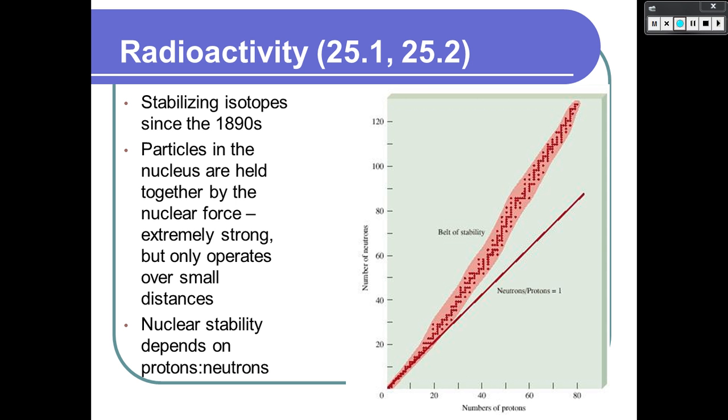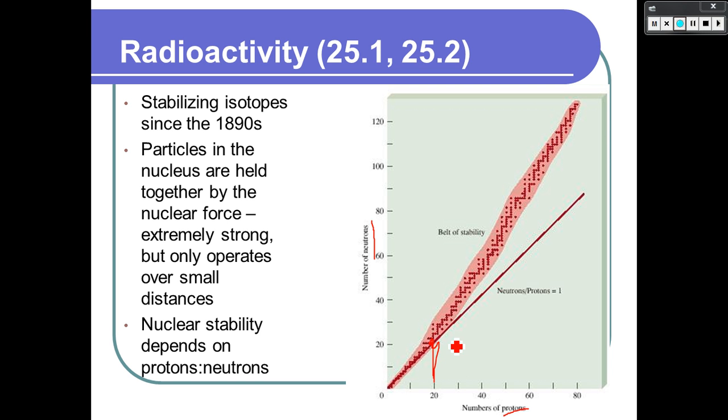Here's a graph, which I think is also in your book. I got this one offline, and it's a graph of nuclear stability. The number of protons is on the bottom, and the number of neutrons is on the y-axis. This red line here is where neutrons and protons equal 1. So you can see down here in the smaller elements, up to about element 19 or 20, the number of protons equals the number of neutrons, more or less.